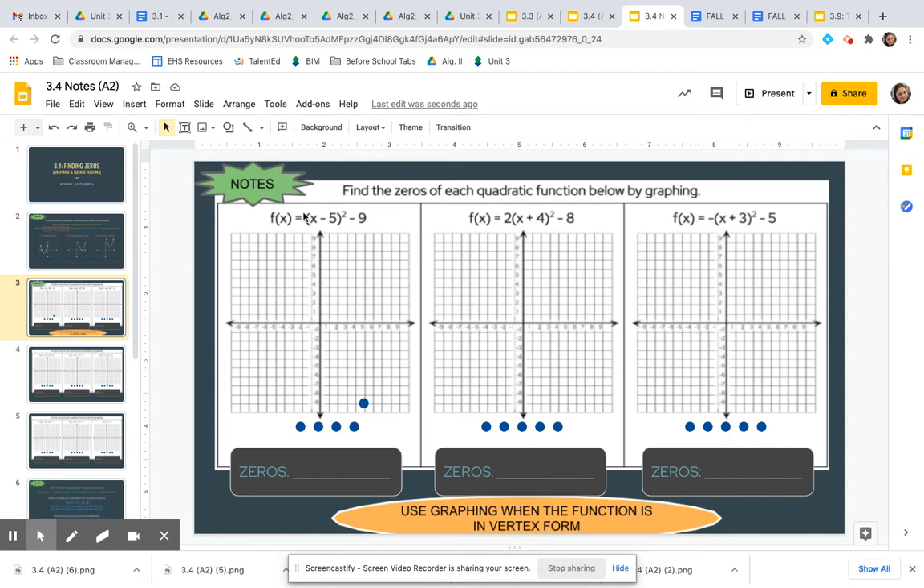And then it has no number in front of my parentheses, so that means I'm going to go up 1 over 1. And I may not have enough points for this, so I may end up making a copy. Up 4 over 2.